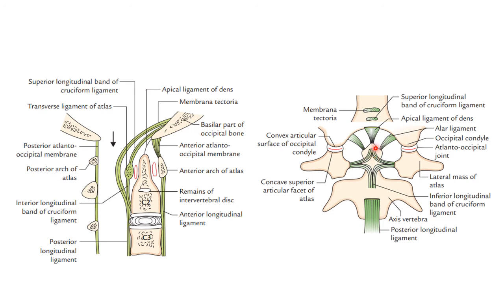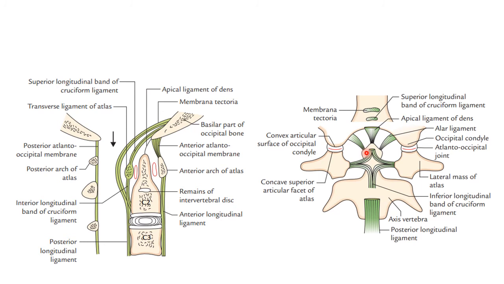Now the ligaments which connect the axis to the occipital bone. This is the dens of the axis. It is connecting the dens to the occipital bone. So this is the apical ligament. The apical ligament of the dens extends from the tip of the dens or odontoid process to the upper surface of the basilar part of the occipital bone near the foramen magnum.